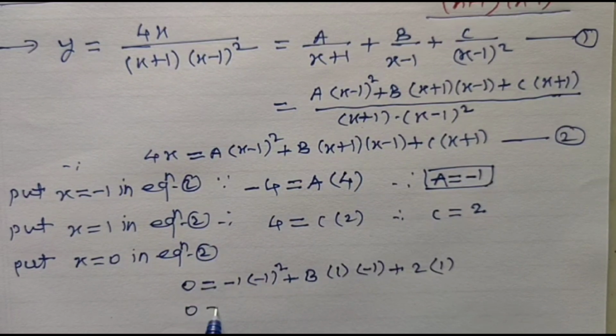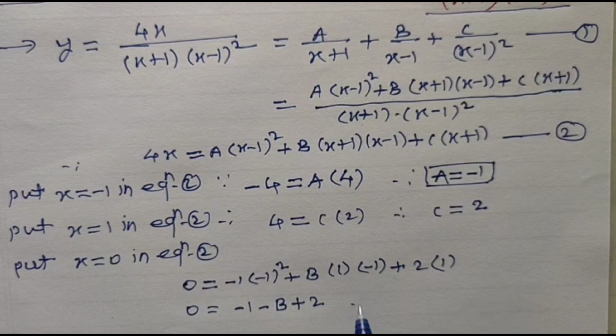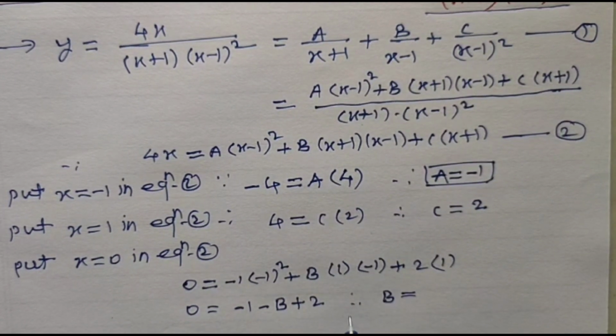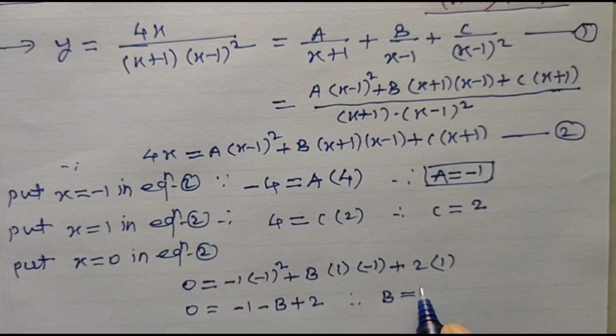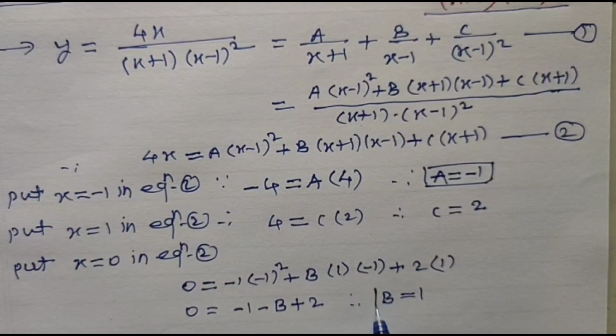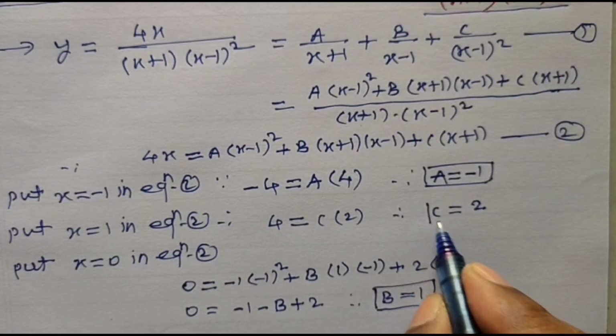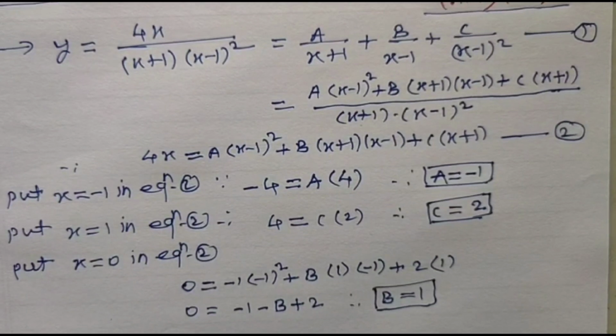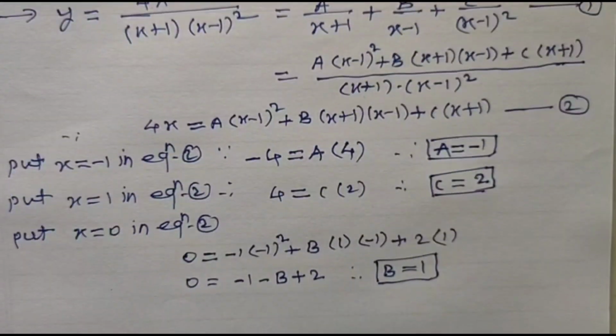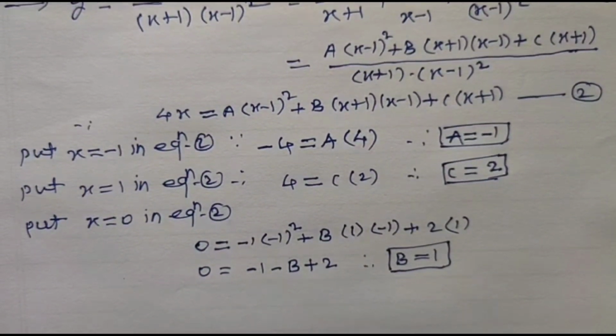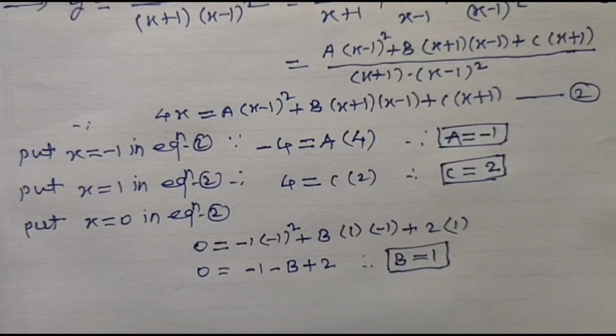So 0 is equal to minus 1 minus b plus 2. We can take b on left hand side. Minus 1 plus 2, that is 1. Hence b is equal to 1. C is equal to 2. Put these values in equation number 1 and then you can apply formula for nth derivative of given function.